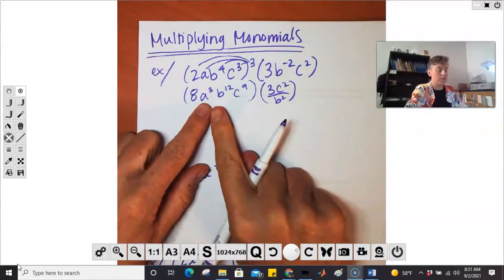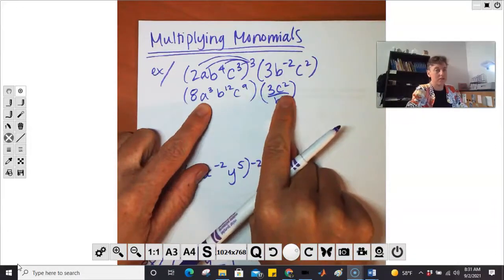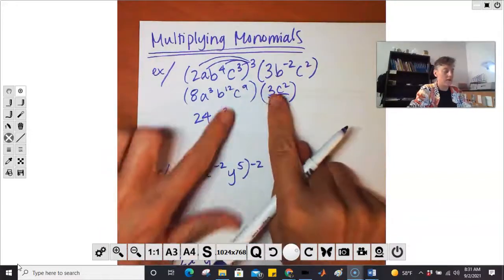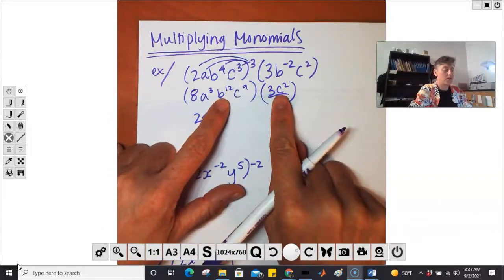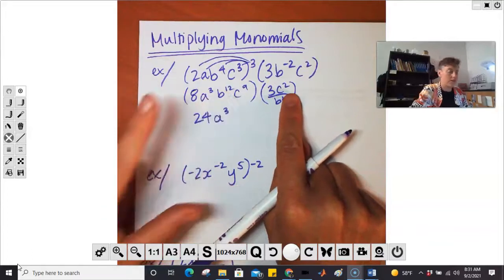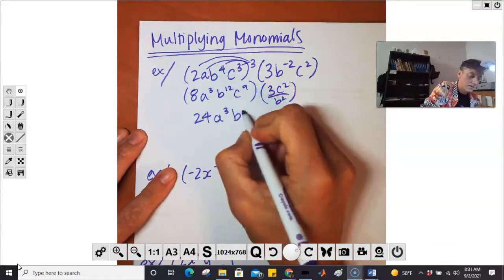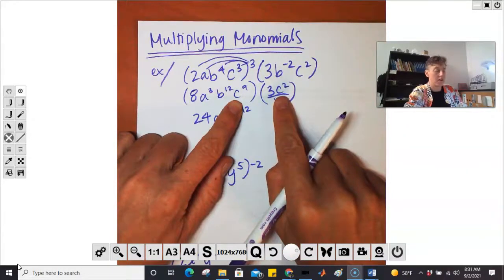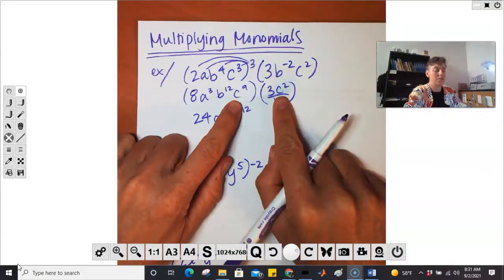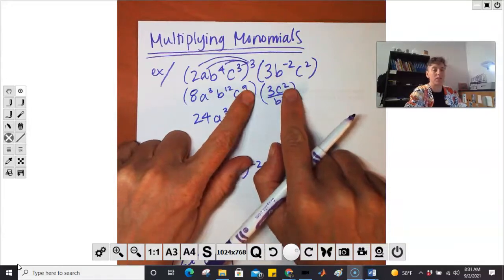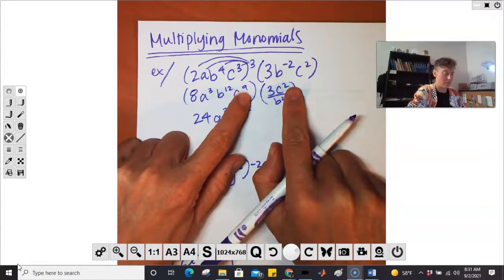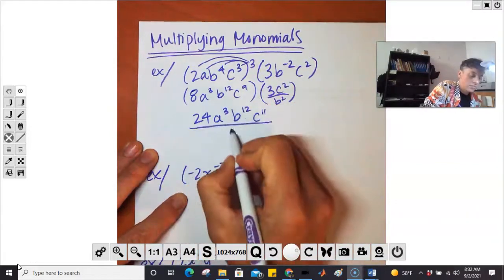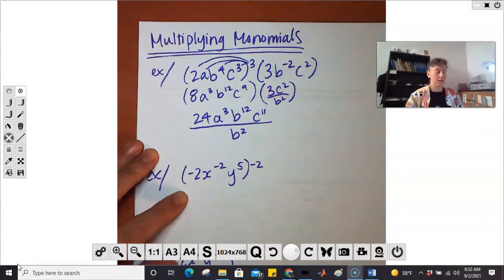A cubed times, okay, I don't have to worry about the a's because that's the only one. A cubed, b to the 12 on the top, times nothing on the top, so I'm going to leave that there. C to the 9th times c squared. Now I have bases being multiplied with different exponents, so I'm going to add these exponents to get c to the 11th. All over, I've got b squared in the bottom.